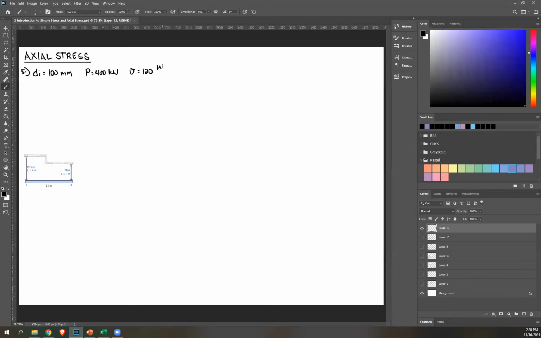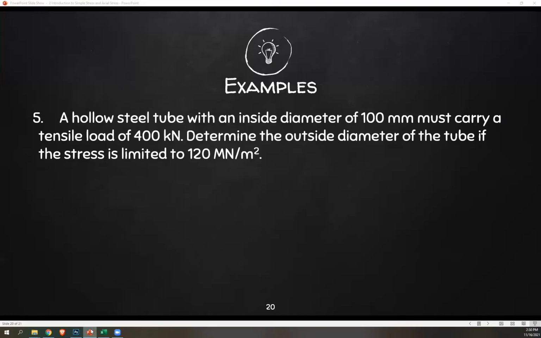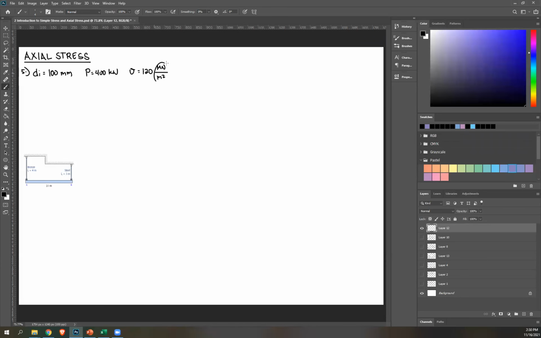120 meganewton per meter squared, right? Now this meganewton per meter squared is the same as megapascal or just MPa. So it's the same as Newton per millimeter squared. Okay, so that's our given.